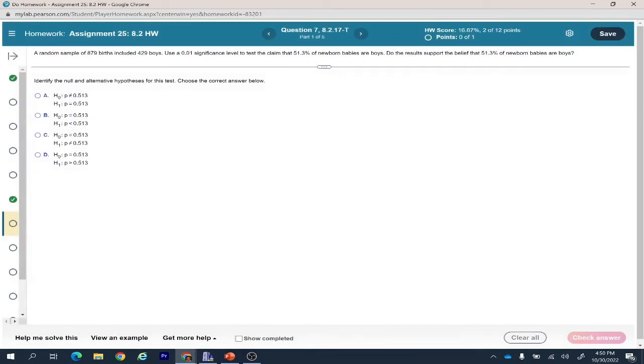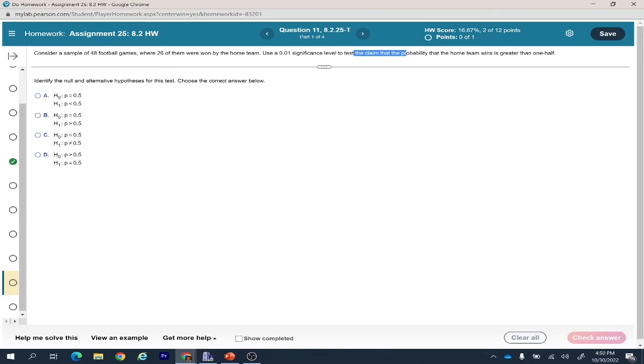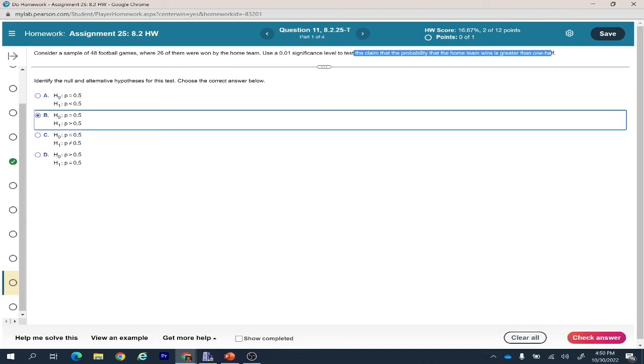Okay, let's go to the next problem. Consider a sample of 48 football games where 26 of them were won by the home team. This is the sample, and this is the significance level. To test the claim, this is the claim we are testing: the probability that the home team wins is greater than 1/2. So that's the claim, that's the alternative hypothesis. So what is the null hypothesis? The probability should be equal to 1/2. So the alternative hypothesis is greater than 1/2. So this one is the right one.